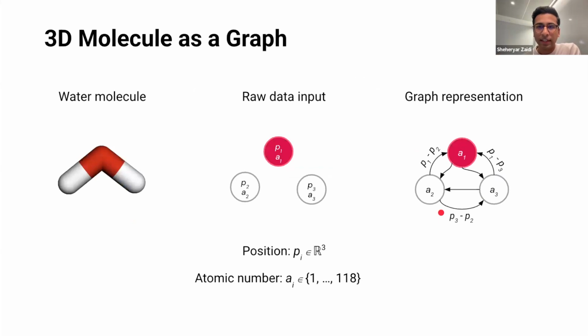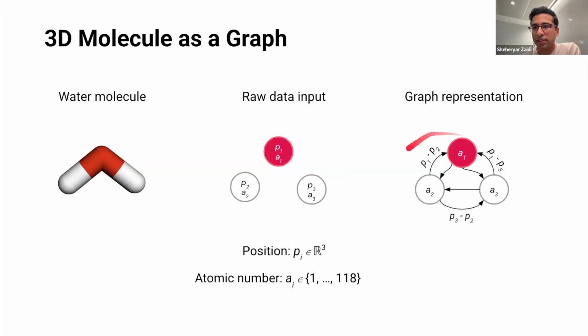Okay, and then given a 3D molecule, such as, for example, a water molecule shown over here, the raw data in this case is essentially a point cloud. You have 3 points, each corresponding to one atom, and then you have the coordinate of the atom as well as its atomic number, that is, whether it's oxygen, hydrogen, and so on.